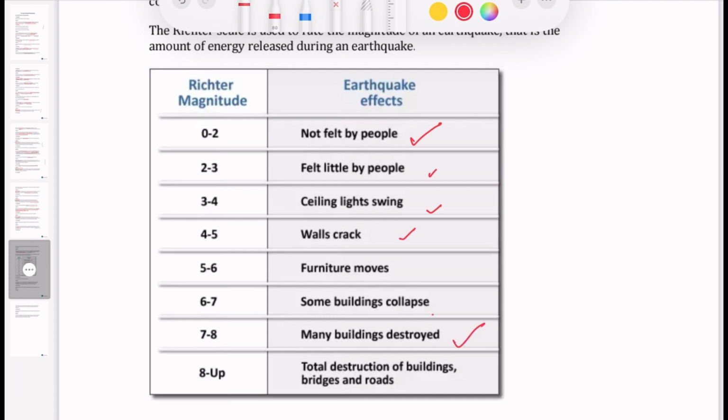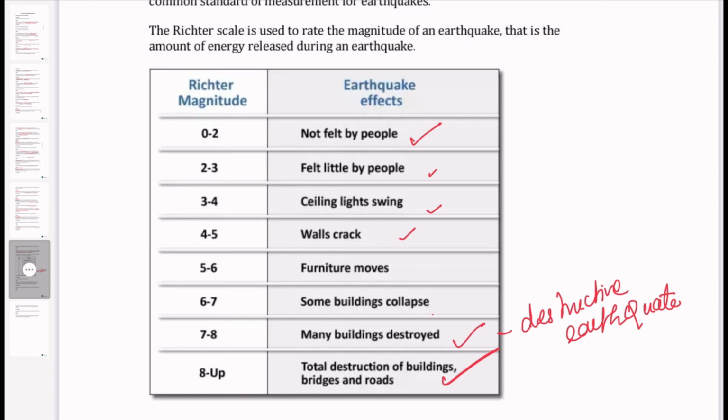7 to 8, more than 7, we say it is a destructive earthquake. 8 and above, total destruction. So generally, when it is higher than 7, we call it a destructive earthquake.